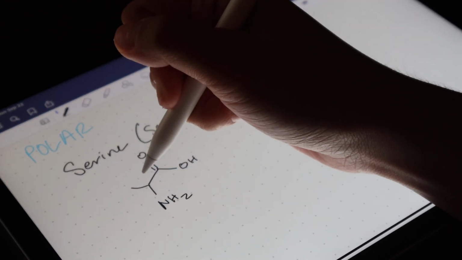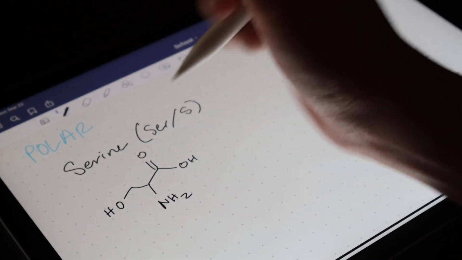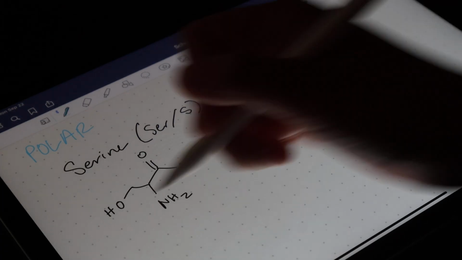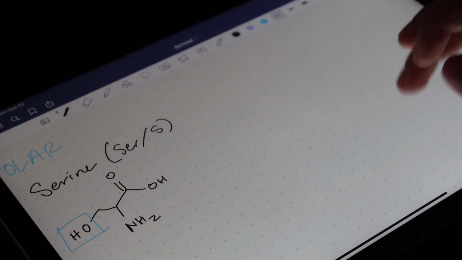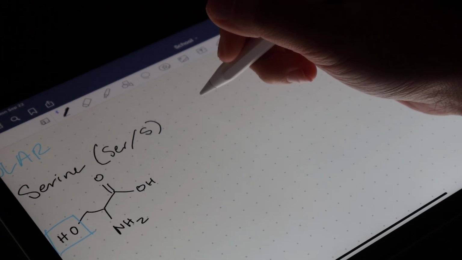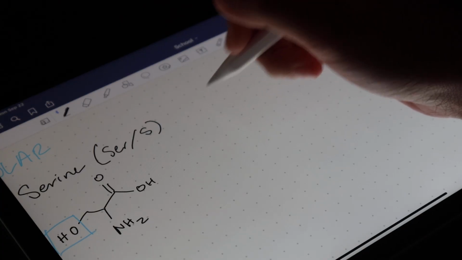And this one is just connected to a carbon, which is then connected to an OH group. So you can already sort of see where we're going with this, because that's going to be super reactive in water. Or it's going to have a strong affinity for water.